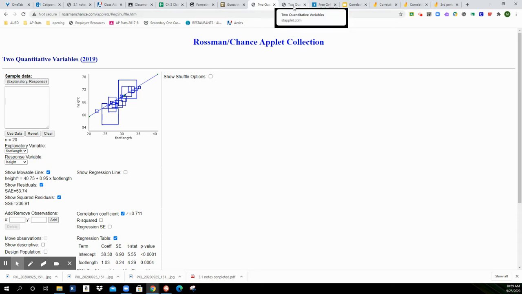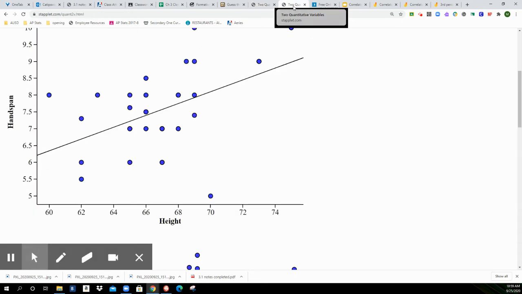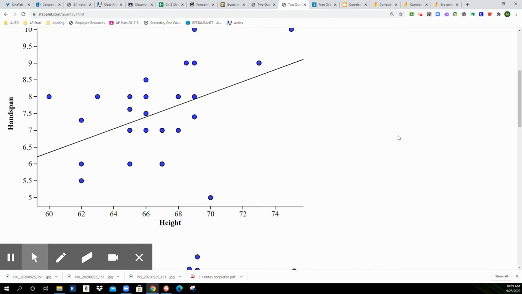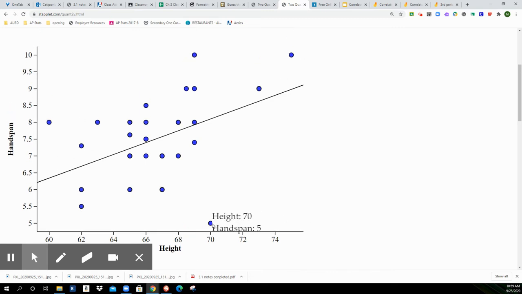That's how the line is made. We don't need to know that technically, but we need to know it conceptually, right? So same thing here. We have a couple data points that have pretty large residuals. This one's really far below, so somebody who's tall with a small hand span. This is somebody who's moderate height but has a large hand span, in fact, our largest.